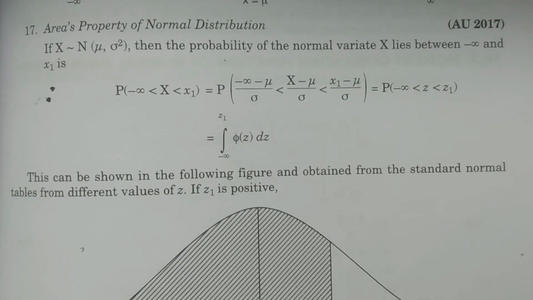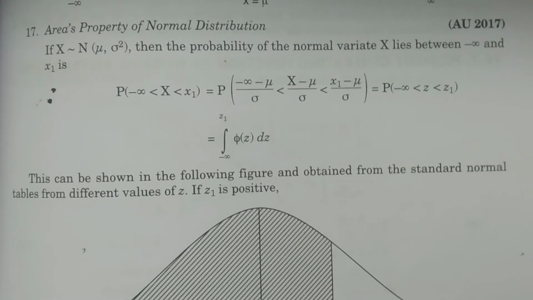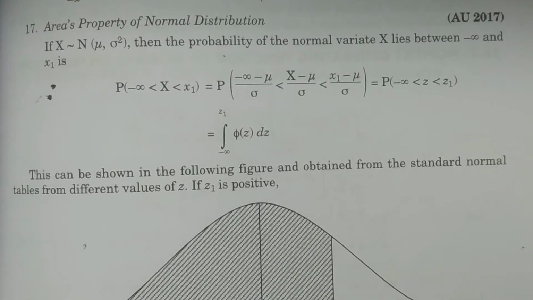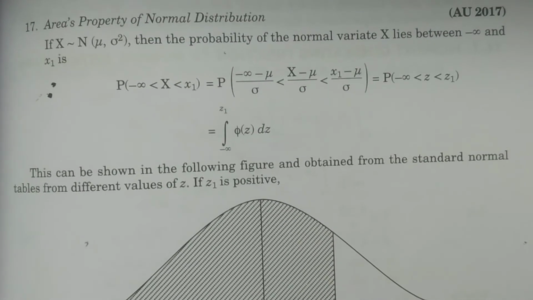This is a very, very important property of the normal distribution. Because of this particular property only, we can lead to many topics. Entire testing of hypothesis, statistical quality control, all the major topics depend on the areas property.